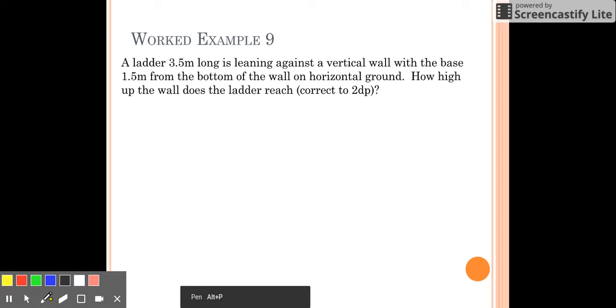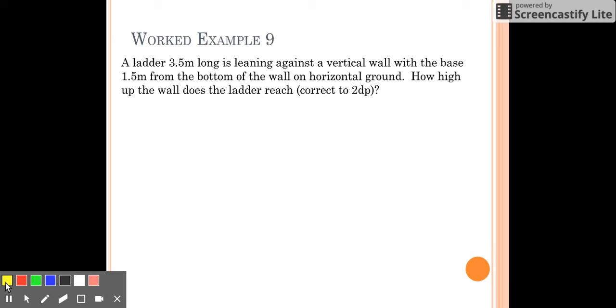So, in worked example 9, let's read it aloud and highlight some information as we go. A ladder 3.5 metres long is leaning against a vertical wall with the base 1.5 metres from the bottom of the wall on horizontal ground. How high up the wall does the ladder reach?